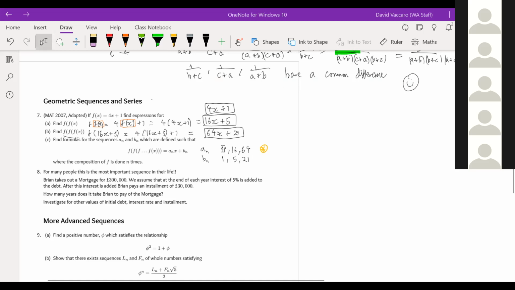So stare at those numbers, 4, 16, 64. What do we think is the next number in that sequence? Yeah, lots of people in the chat are saying 4 to the power n. Okay, slightly more thought required. What do we think the bn sequence is?